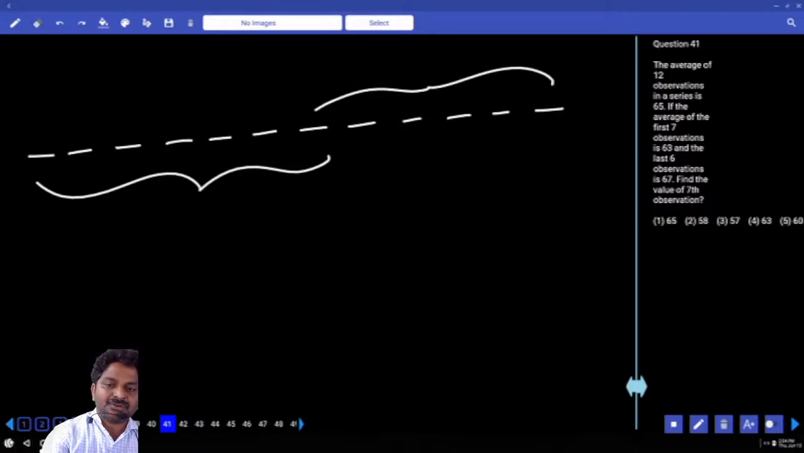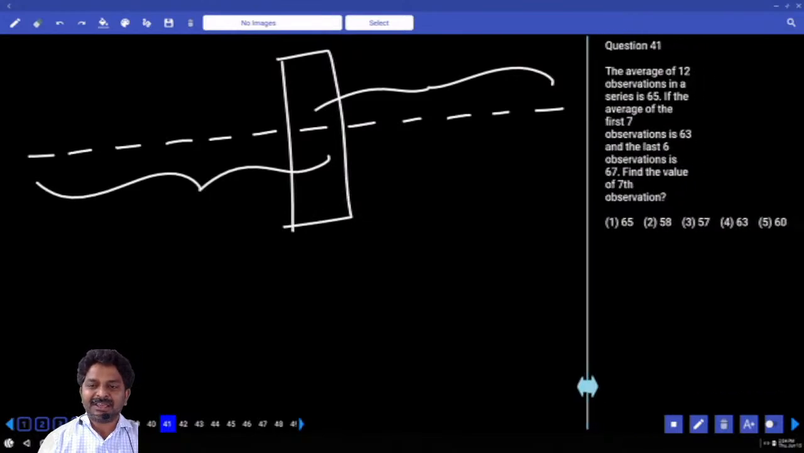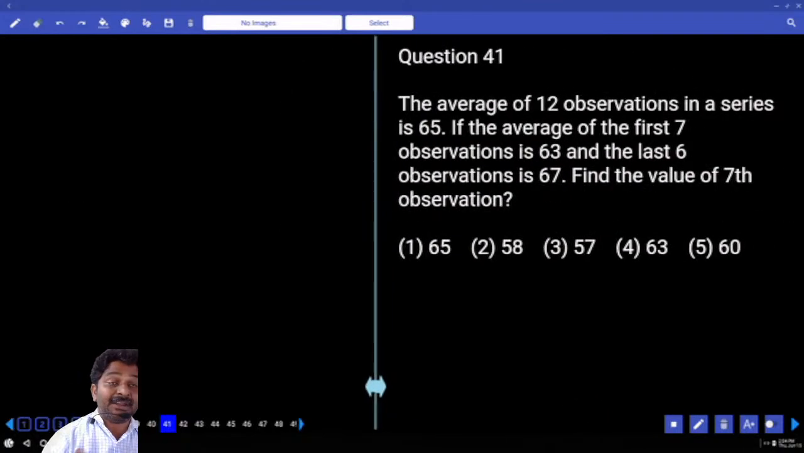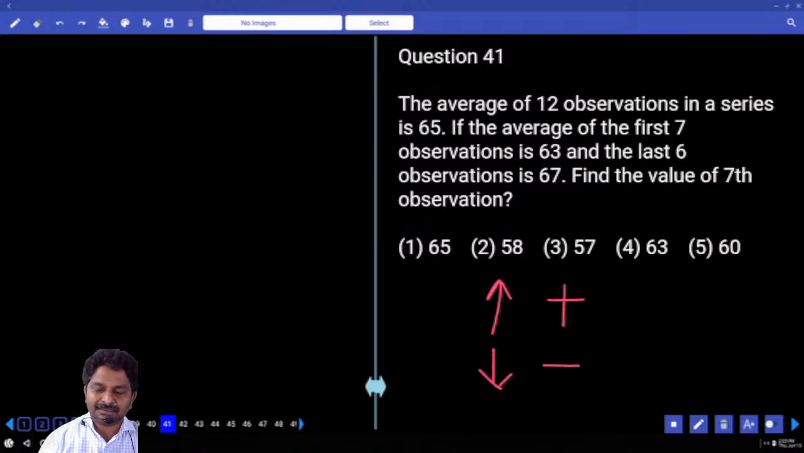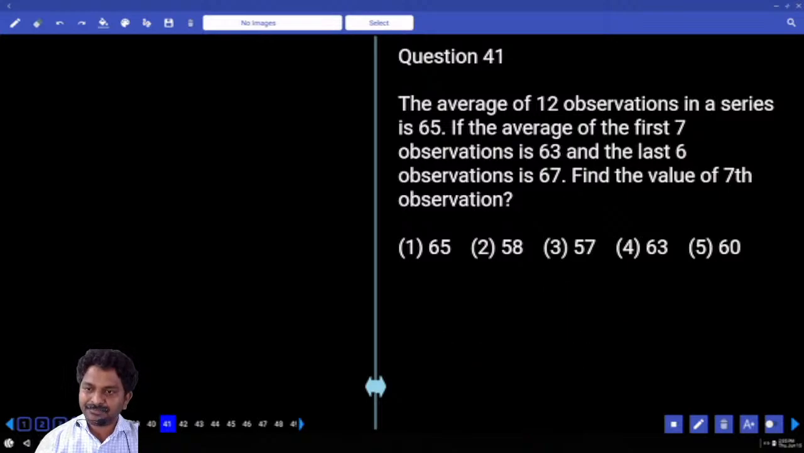Correct? So what is happening to this fellow? Repeating. So it is a number repeat case. If it is a number repeat case, what effect do we follow? Direct or reverse? Direct. Direct in the sense, if the average is more, add. If the average is less, subtract. New students may not understand this concept, but try to get habituated.